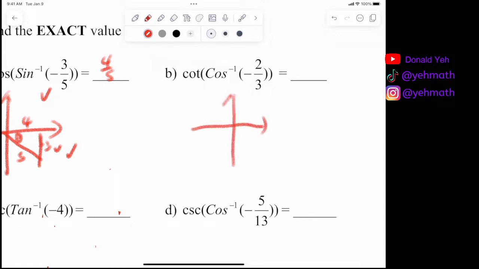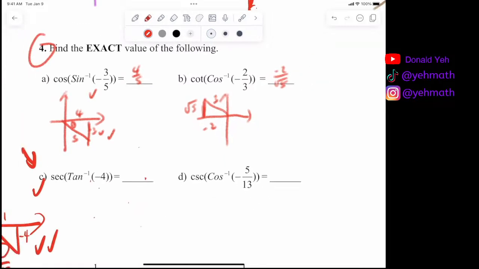Cosine -3/2, I think. And there's a 2, there's a 3. What is the third side here? √5, good. And this is negative. So cotangent is equal to what? Okay, good.